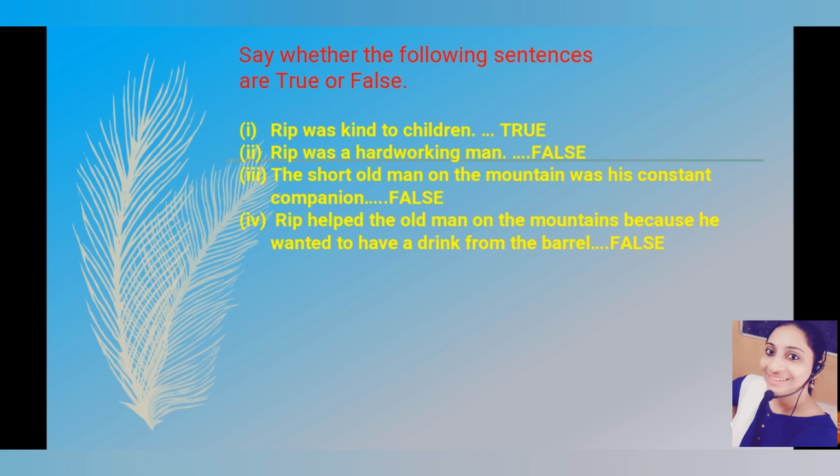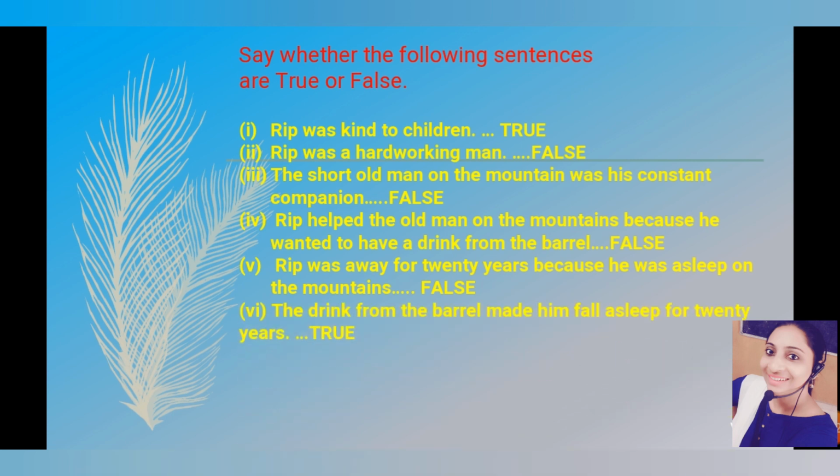Rip helped the old man on the mountains because he wanted to have a drink from the barrel. No, it is false. Rip was away for 20 years because he was asleep on the mountains. False. He was not asleep on the mountains. Actually, he slept because he drank that liquid from the barrel. He was not sleeping on his own. The drink from the barrel made him fall asleep for 20 years. True, yes. Nobody recognized Rip when he came back because he had reached the wrong village. No.